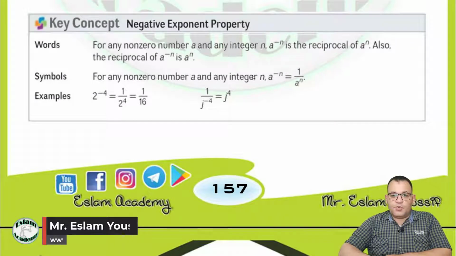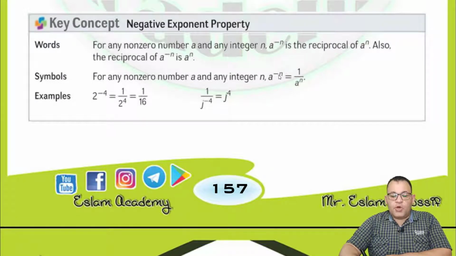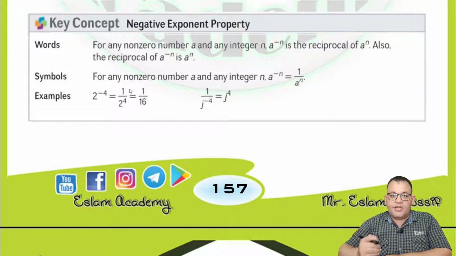The negative exponent property: if you have a raised to the power negative n, it will be 1 over a to the power n. Like if you have 2 to the power negative 4, it will be 1 over 2 to the power 4. If you have a negative power at the numerator, it will be written at the denominator with a positive power. But if it's negative at the denominator, it will be positive at the numerator.